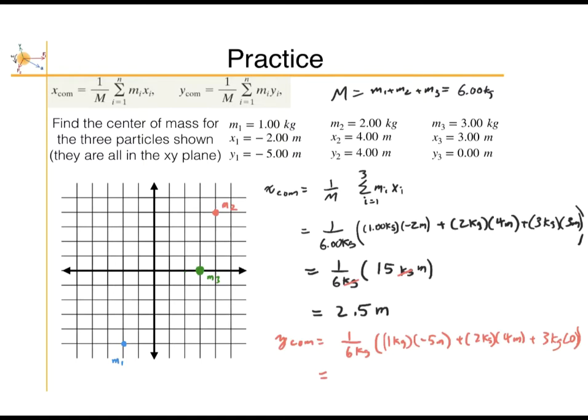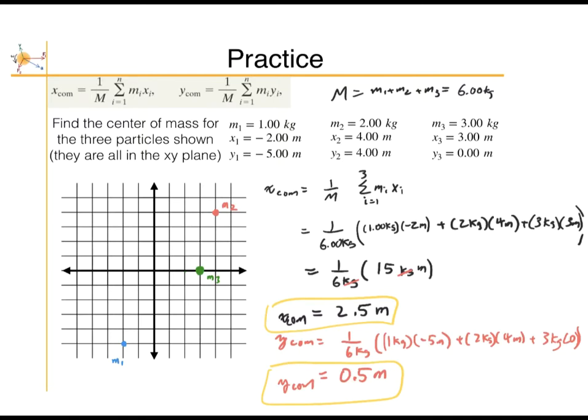When you calculate that, you end up with 0.5 meters. So our y center of mass is at 0.5 meters, and our x center of mass is at 2.5 meters. So there's our center of mass.